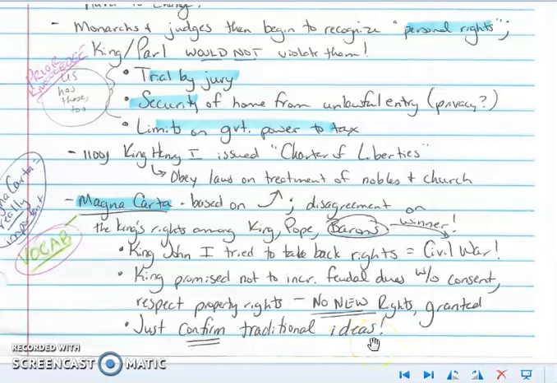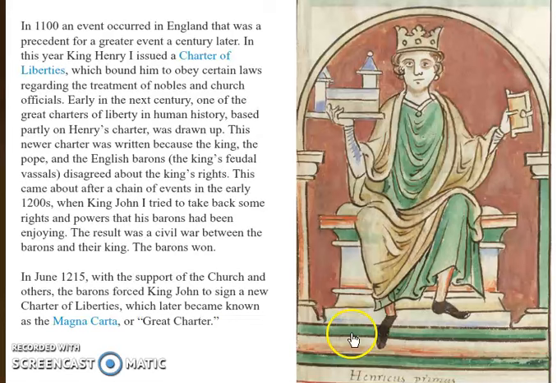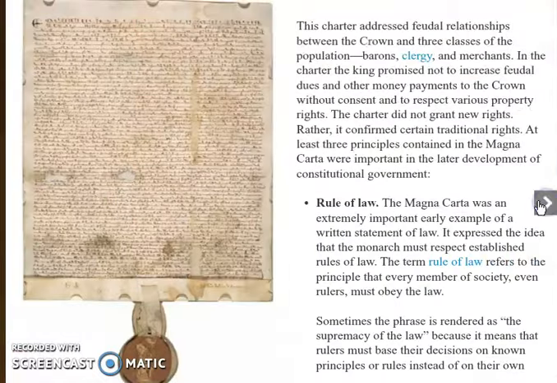The text reiterates that a little bit. It stresses the fact that there are no new rights, it just confirms what they already had. So we need to know the rights they already had. If we go over to the next page, take a second to read through there. This is where it's talking about the charter not granting new rights, but confirming the rights they already had. It says at least 3 principles contained in the Magna Carta were important in the later development of constitutional government. Do you think those are going to be important? You better believe those 3 things are important.